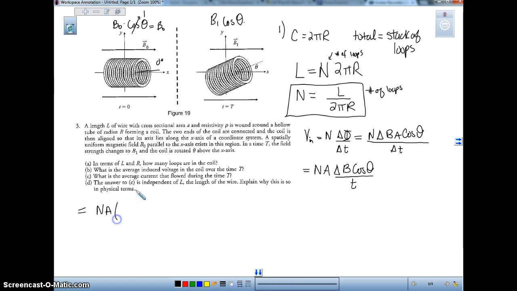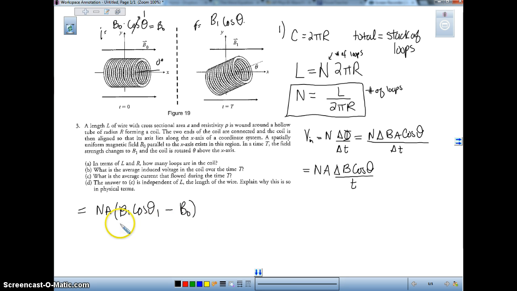Final minus initial. So this is the final, this is the initial. So final is B1 cosine angle 1 minus the initial, which is B naught. Now you could write cosine of 0, but remember cosine of 0 is just simply 1.